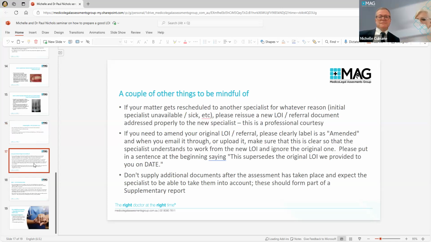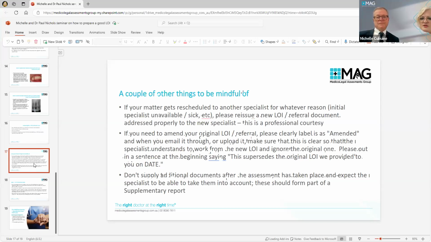Okay, look, we've got a couple of other things just to be mindful of in relation to letters of instruction and the brief that you provide to specialists. If your matter gets rescheduled to another specialist for whatever reason, and sometimes this happens, you've booked it with Dr. Smith and all of a sudden Dr. Smith is unavailable or is sick or whatever, and we have to reschedule to another doctor. As a professional courtesy, the ideal thing to do is to reissue a fresh letter of instruction properly addressed to the new specialist. It's just a small professional courtesy.